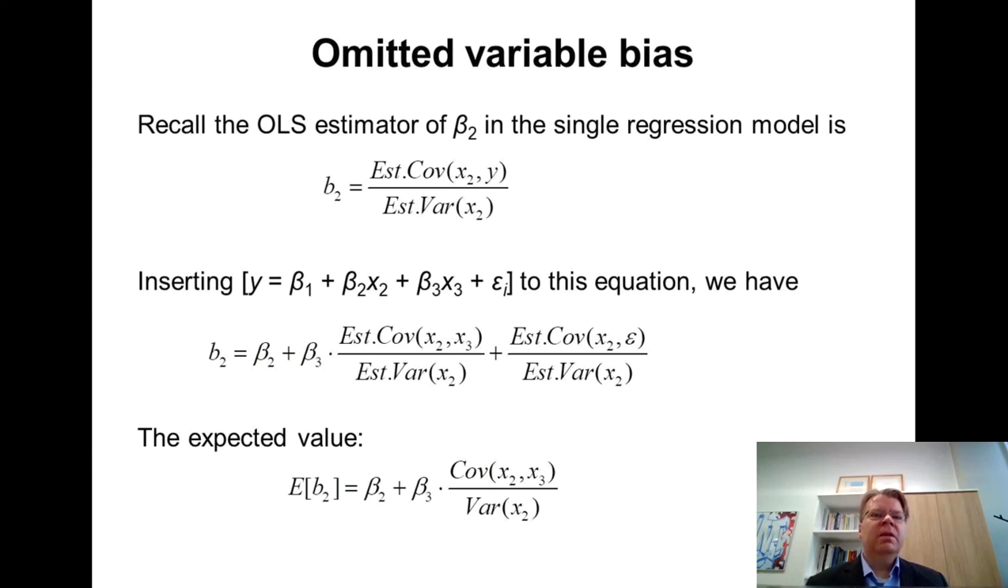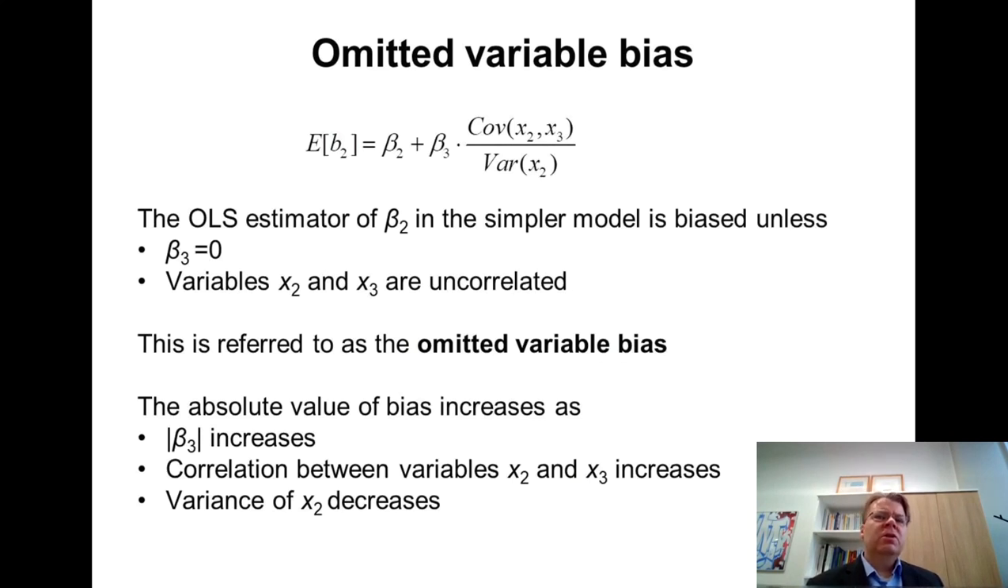So then, if we take the expected value of this B2 to assess the possible bias or unbiasedness, we still assume that our explanatory variable x2 is uncorrelated with the error term epsilon. So the expected value of the sample covariance will go to zero. So then we have that the expected value of b2 is equal to beta 2, but now we also have this possible source of bias, namely beta 3 times the covariance of x2 and x3 divided by the variance of x2. Notice that when we take the expectation, then this sample covariance becomes the population covariance, because the sample covariance is an unbiased estimator of the population counterpart. Okay?